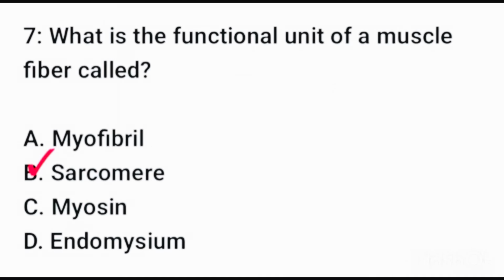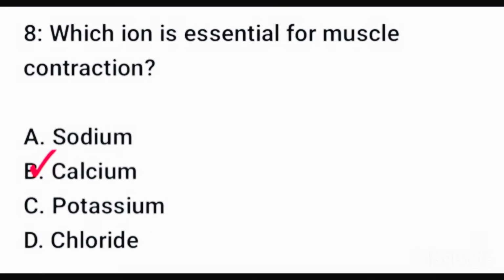Question number 7. What is the functional unit of a muscle fiber called? Correct option is option B, sarcomere. Question number 8. Which ion is essential for muscle contraction? Correct option is option B, calcium.